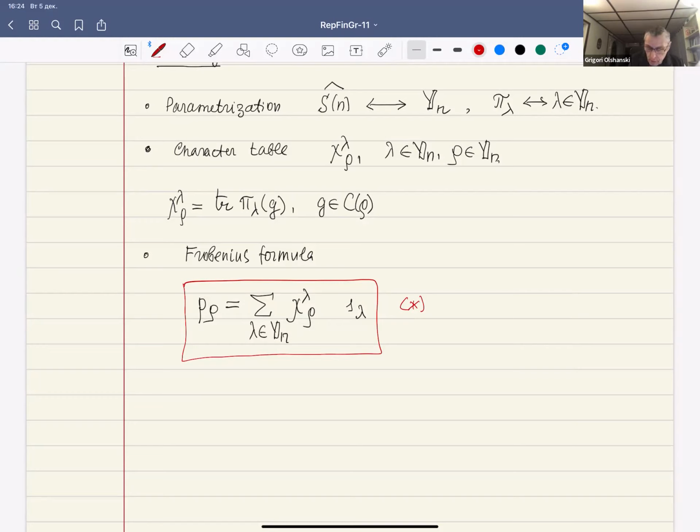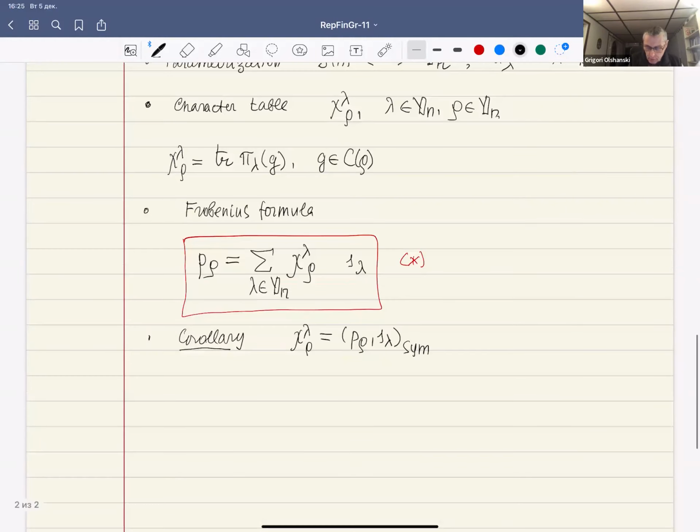As a corollary, we see that this quantity can be computed in principle as a scalar product in the algebra of symmetric functions between these two symmetric functions, this one and this one. And next I defined the characteristic map.